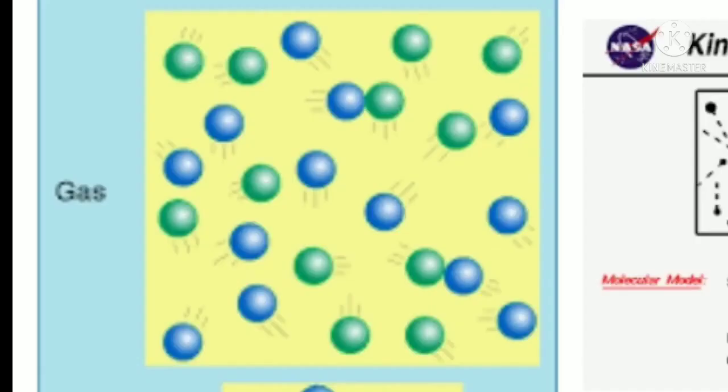Next, in gases. We can see here how the atoms and molecules are arranged in gases. The interatomic distance is greater compared to solids and liquids. In gases, the atoms and molecules are loosely packed, so the kinetic energy of the atoms and molecules is high. They can move freely here and there. The intermolecular force is very weak compared to solids and liquids.